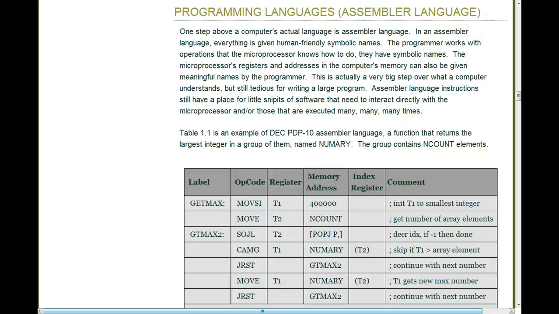Remember our Logo getMax example? Table 1.1 contains a similar program written in assembler. It locates the maximum number in an array, where an array is a group of numbers in sequential memory locations. Take note of the comment column. The remarks in it are only for humans. The computer ignores them.